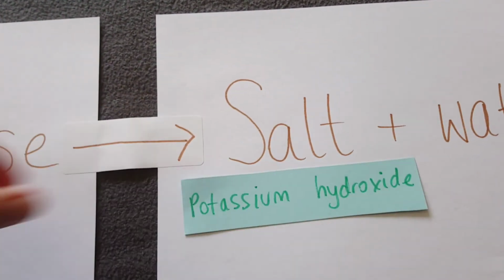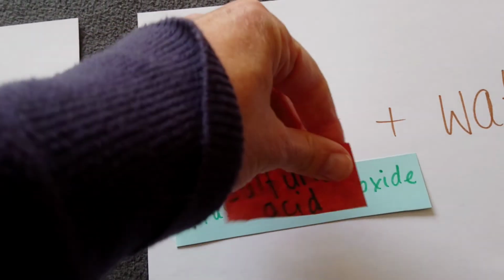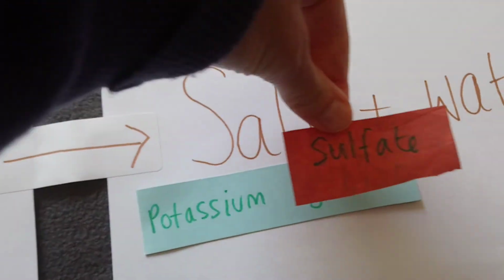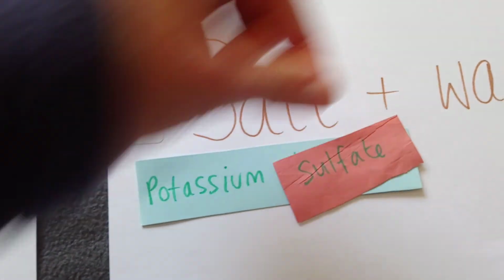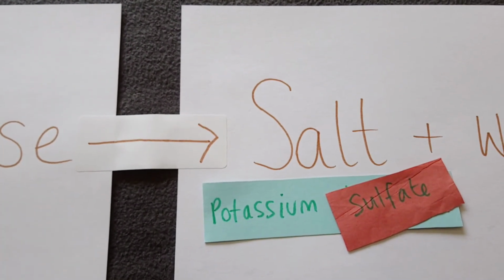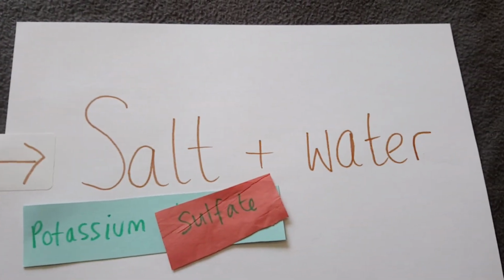Let's have a look. We move our potassium over here. On the other side, it's sulfate. So when you react those two, you make potassium sulfate plus water.